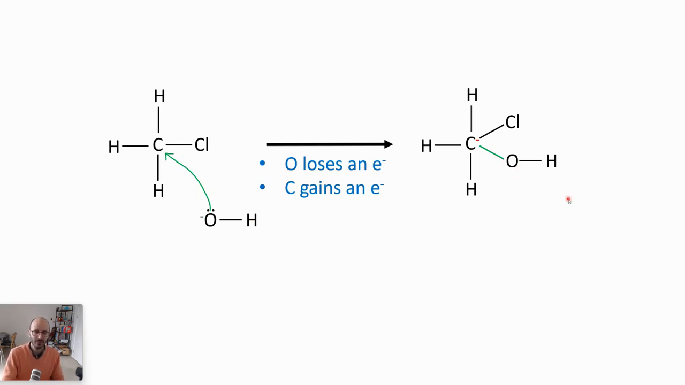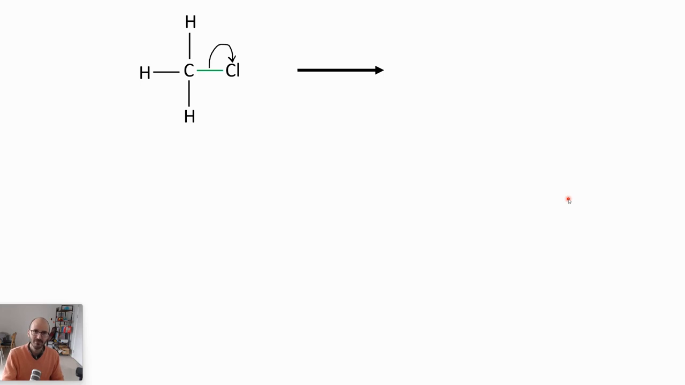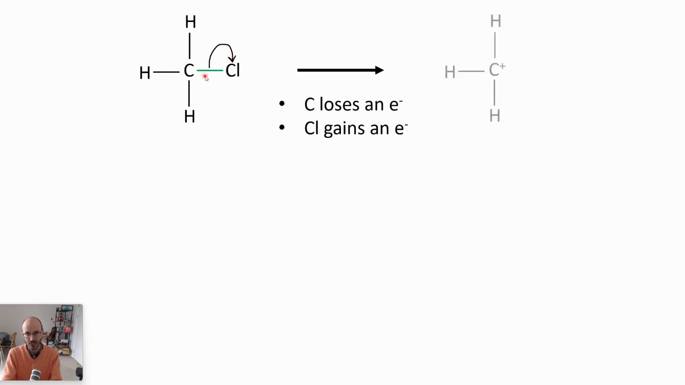Okay, let's do another one. This one. This bond is breaking and the electrons go to the chlorine. So the chlorine gains one electron, the carbon loses one. Therefore, the carbon becomes positive, the chlorine negative.